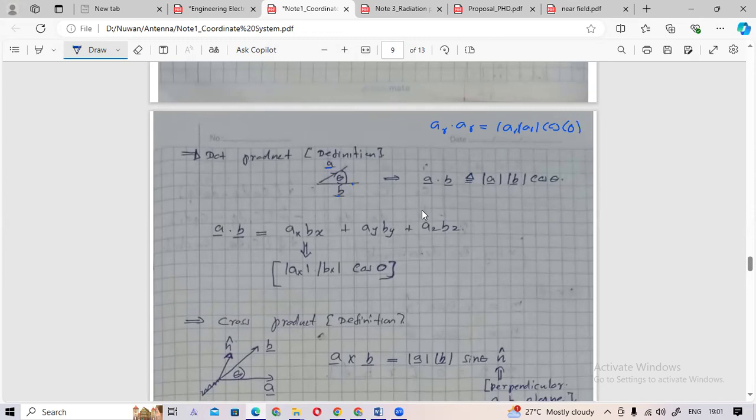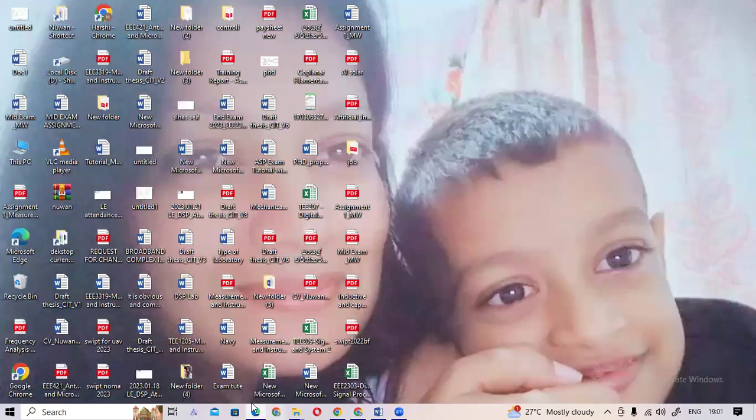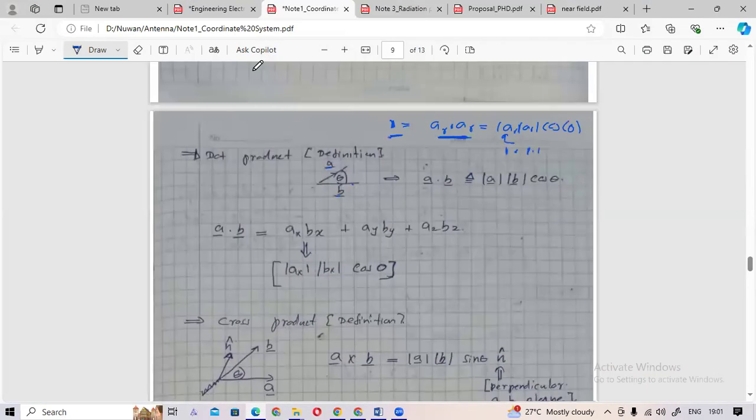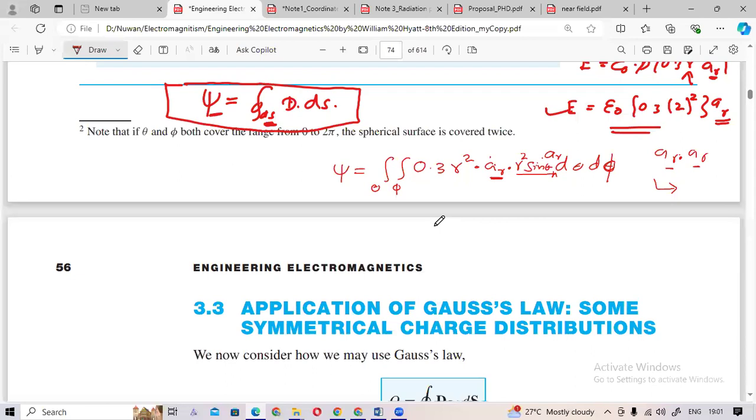And what is the magnitude of ar? This is a unit vector. Unit vector means the magnitude is 1. And here also 1. So 1 into 1 cos theta is also 1. So if two unit vectors are multiplied, the product is 1. You have to consider that one also here. Don't get confused. So ar dot ar will be 1.